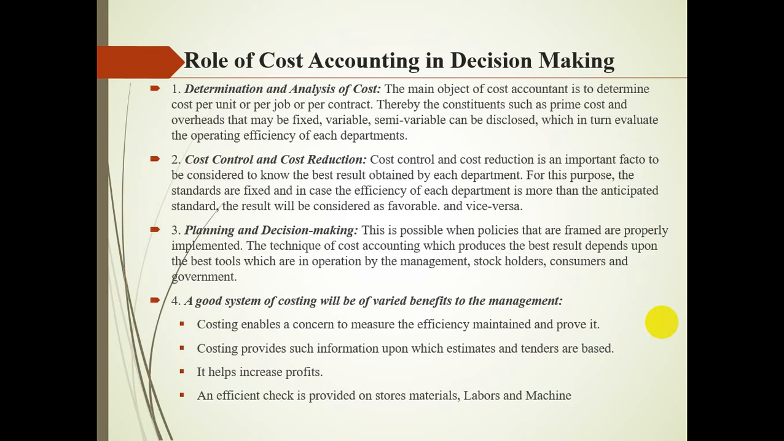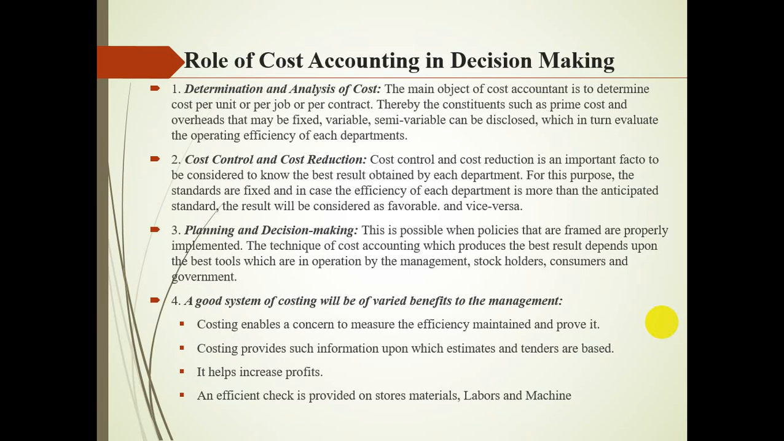And then the next one is planning and decision making. After we have analyzed the different elements that make up cost, and continued or applied cost control and cost reduction, now you make plans and decisions. These are the policies and the different tools to be implemented by the management during operations, by the stakeholders, the consumers and the government of the organization, all of whom are parties interested in the information. So we need to make plans, we need to make decisions, we need to frame policies, we need to make rules, and then they should be implemented in the proper way.